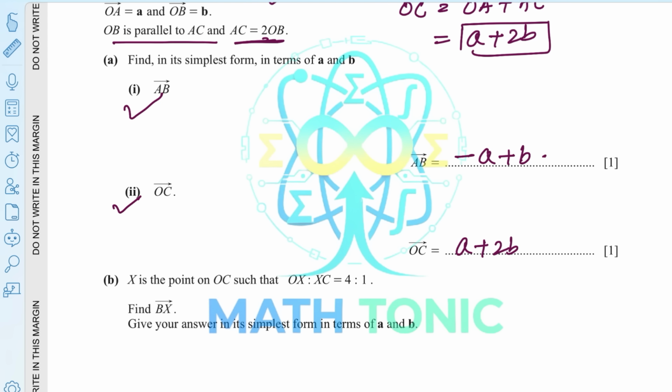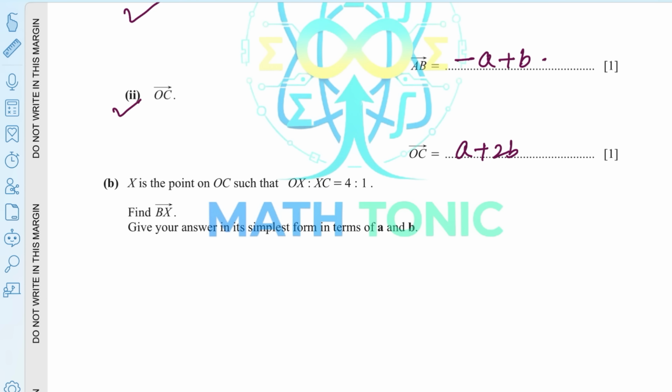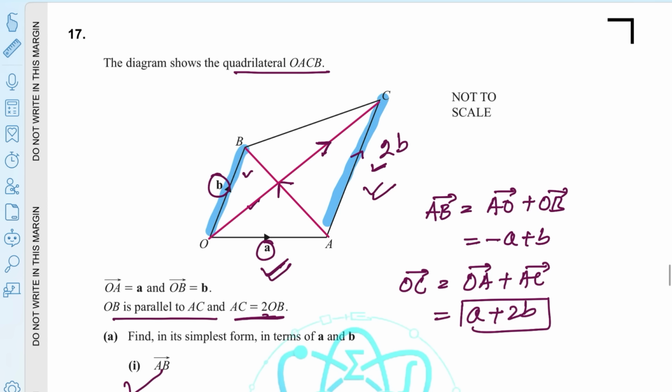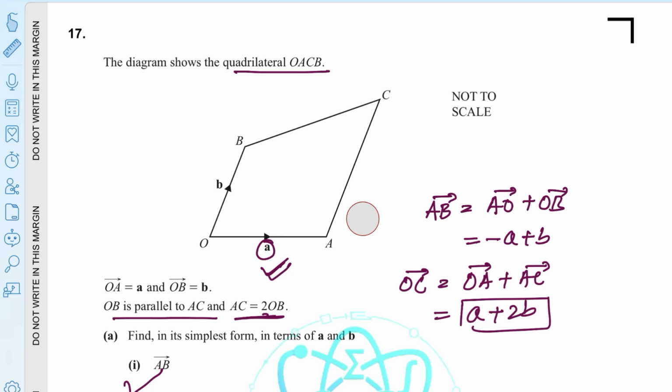Got it, everyone? Yes. Now, X is the point on OC such that OX to XC ratio equals 4:1. Try to understand this question. Let me remove all these things. Now, question is given that OC is joined. There is a point on OC, for example, that is called X, and OX is 4 parts, XC contains 1 part. Ratio is given 4:1. So question is to find out the vector BX, this one. Find out the vector what? BX. Are you getting it?